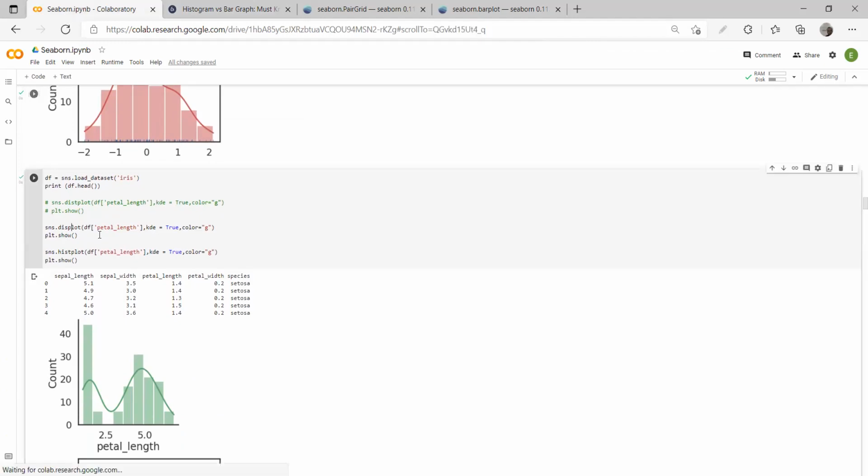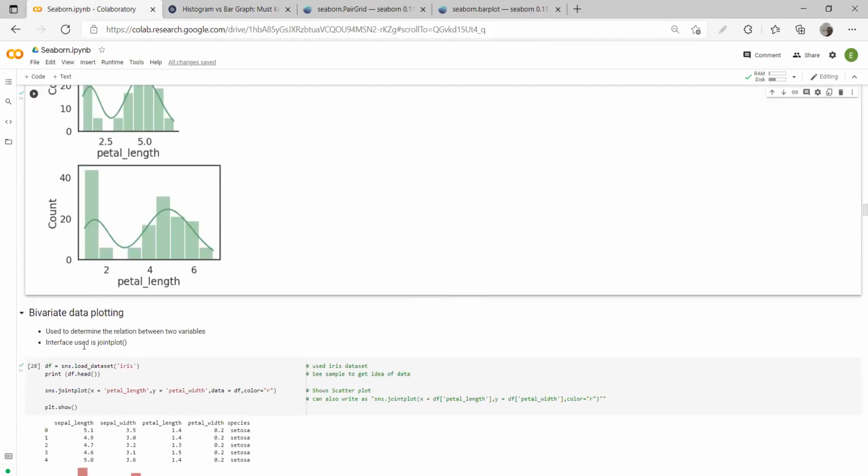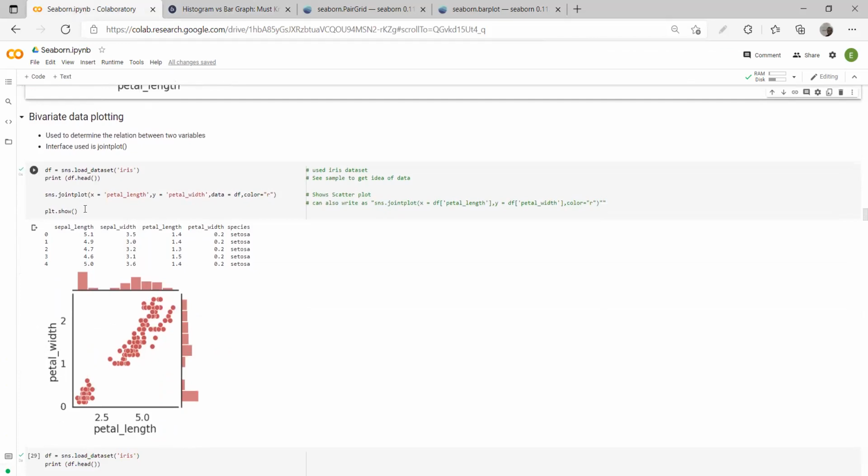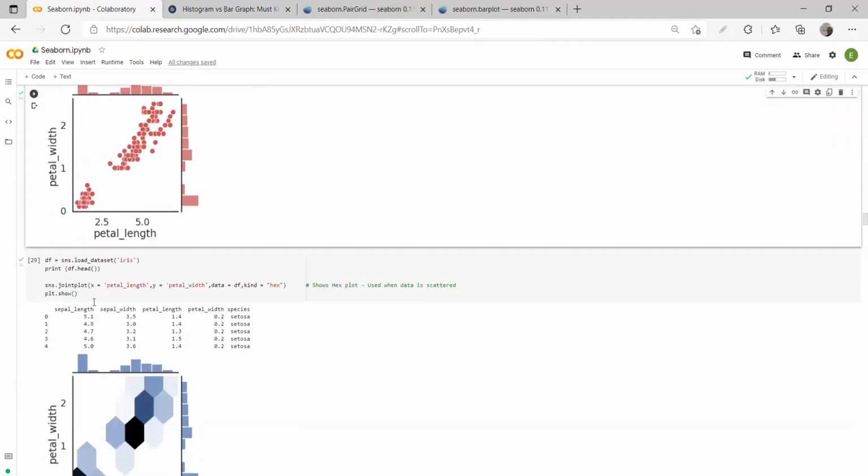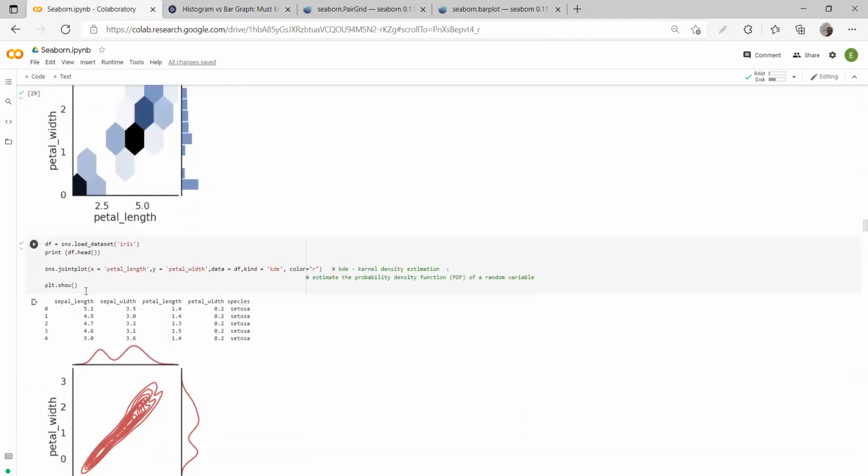Then dist plot and hist plot again. Dist plot is a deprecated one. Dist plot and hist plot, try to read all the parameters of hist plot. That's important. Joint plot can skip it. Skip it.